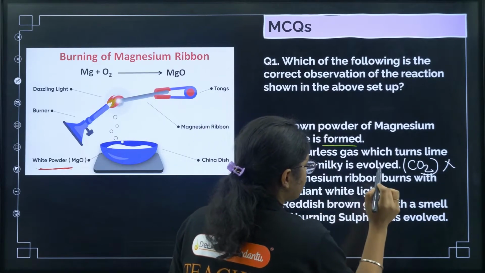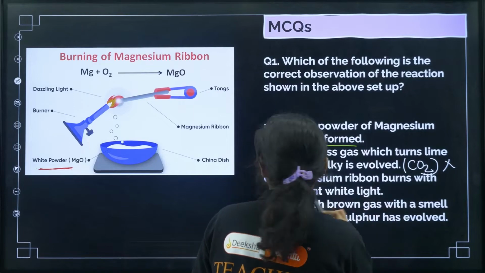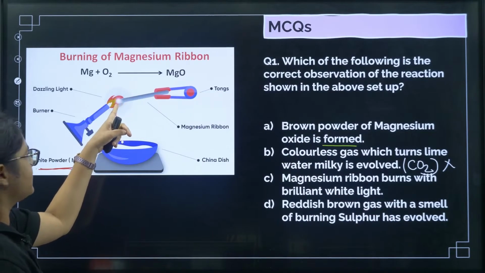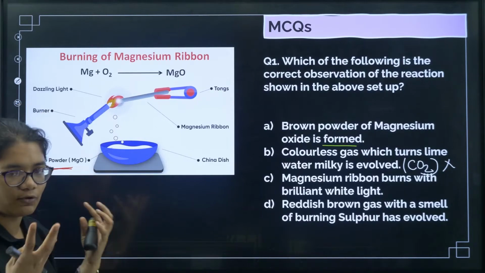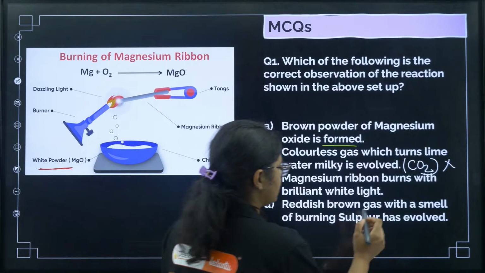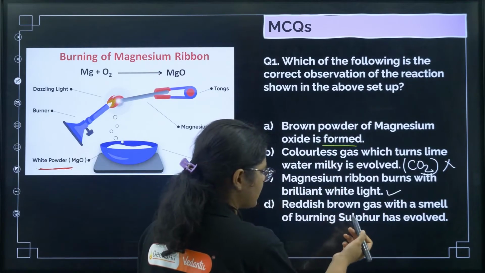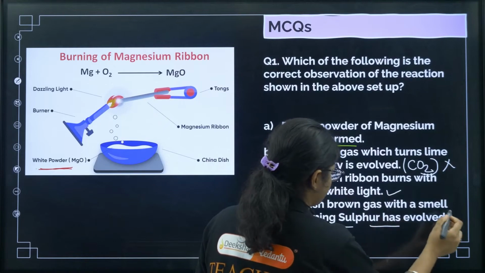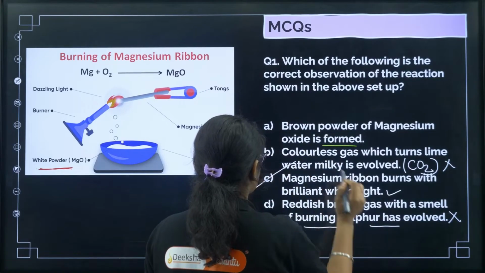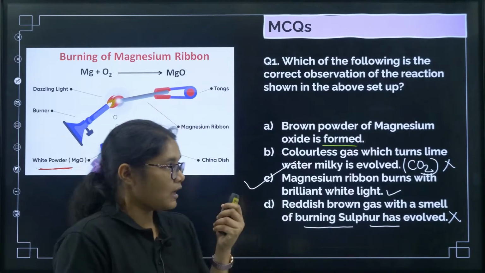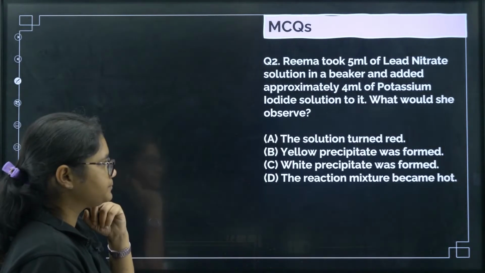Now, magnesium ribbon burns with brilliant white light. Yes, when you are burning the magnesium, a dazzling white light is formed, right? A white light is visible to you. So yes, this statement is correct. Next, reddish brown gas with a smell of burning sulfur has evolved. That is also incorrect. The correct statement for this question is option C. Now moving forward to the next question.